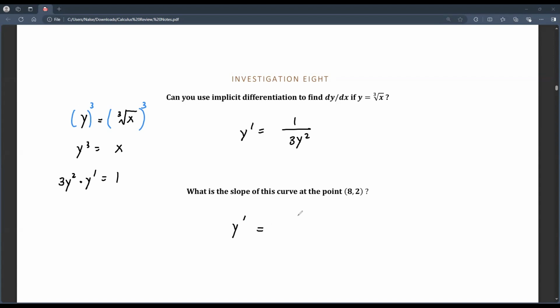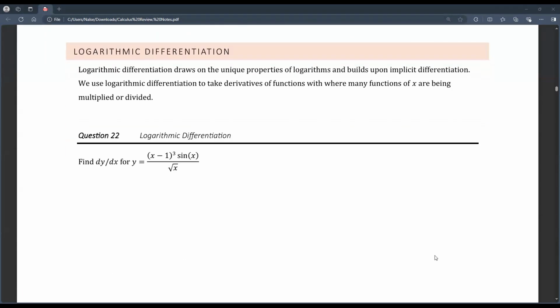and we can use this equation to find the slope at the given point. We just need to use the y-coordinate of 2 in our derivative equation. And just like that, we find that the slope is 1 over 12 at this point on the curve. While we did not need to use implicit differentiation, it is interesting, and perhaps valuable, knowing that we can.